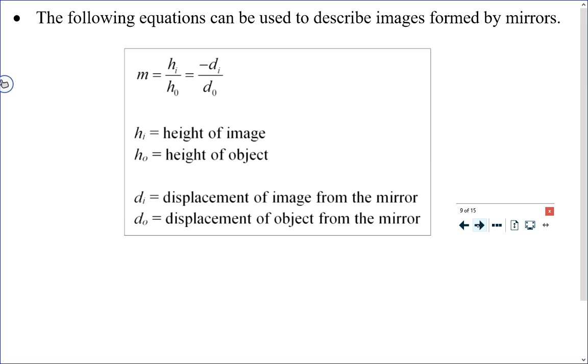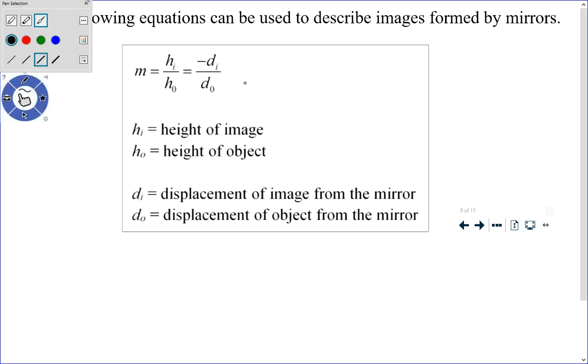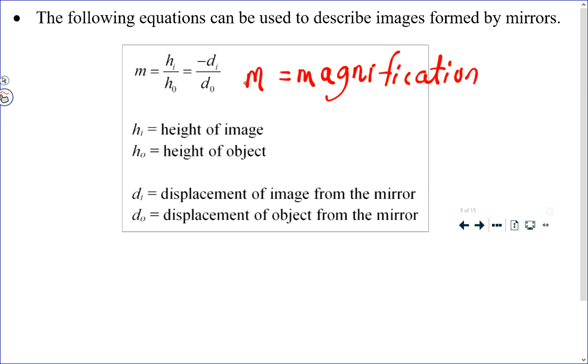We start off with this equation which says m equals hi over ho, which is equal to negative di over do. And the first thing I want you to note is that m is the magnification of the image. Magnification refers to how big the image is compared to the object.